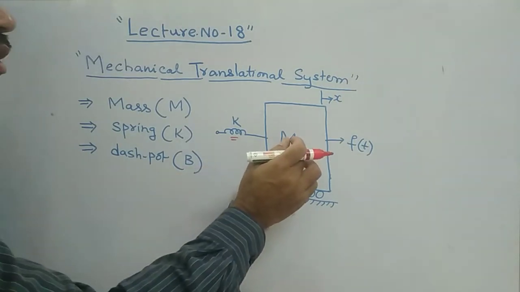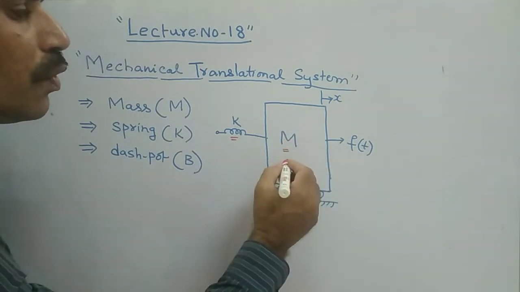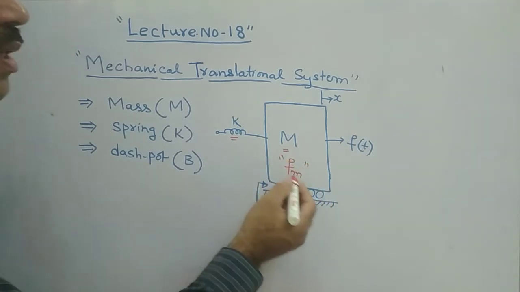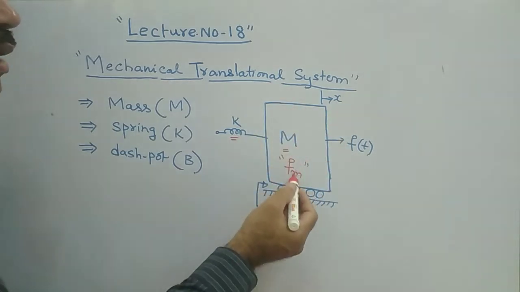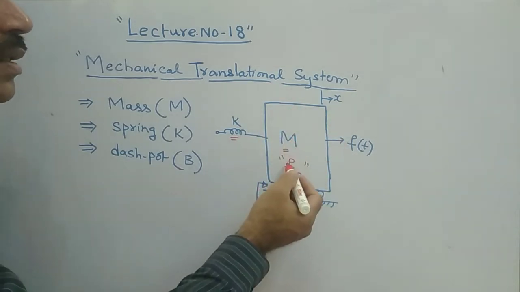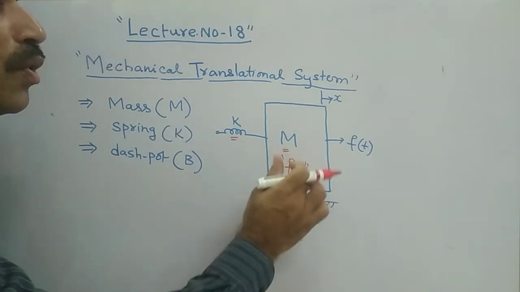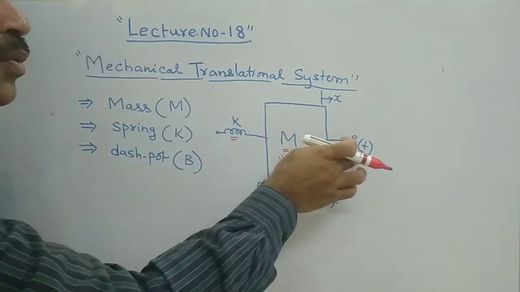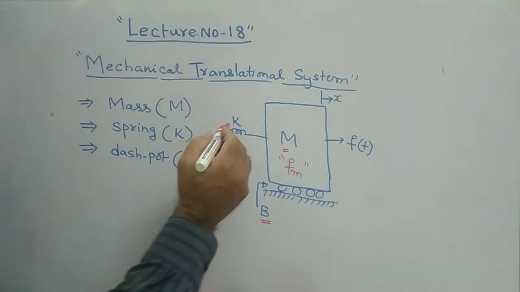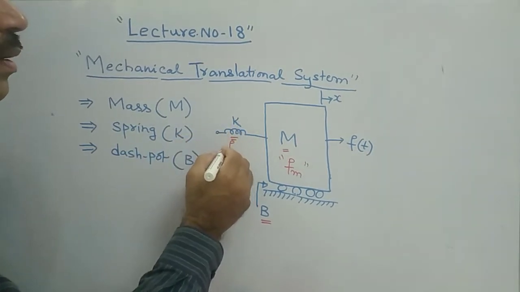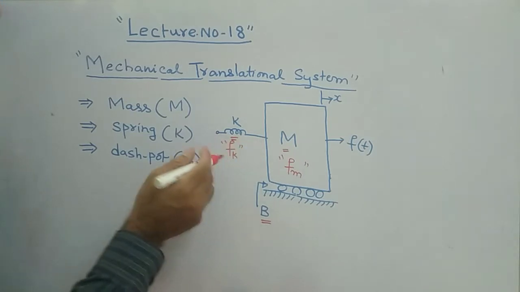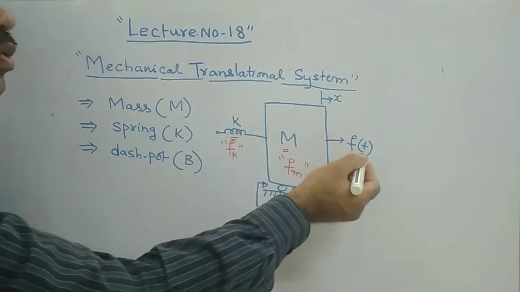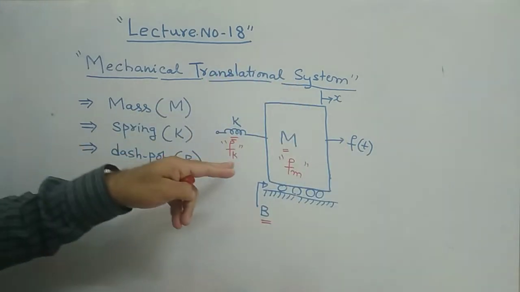Means that with respect to m, there is a force called Fm. This Fm is nothing but the force offered by this mass element. F suffix m stands for this mass only. This is the opposing force by this mass element, opposite to the f of t, applied force. And then with respect to the k, f suffix k will be offered. F suffix k is the opposing force offered by the spring element with respect to the applied force f of t.